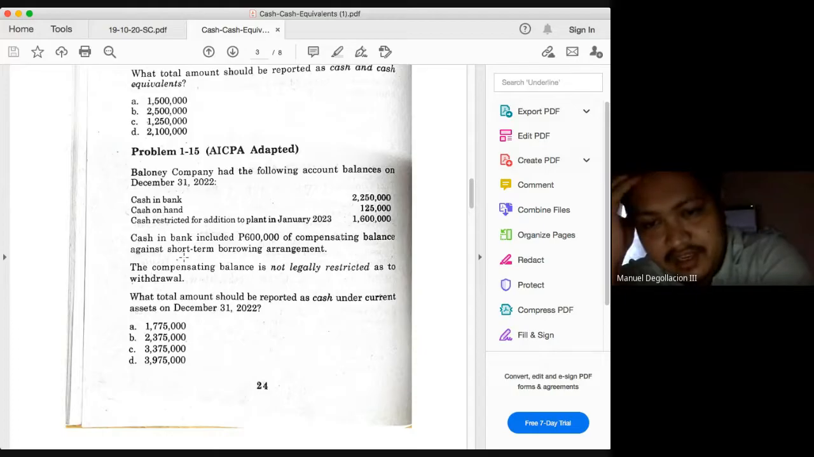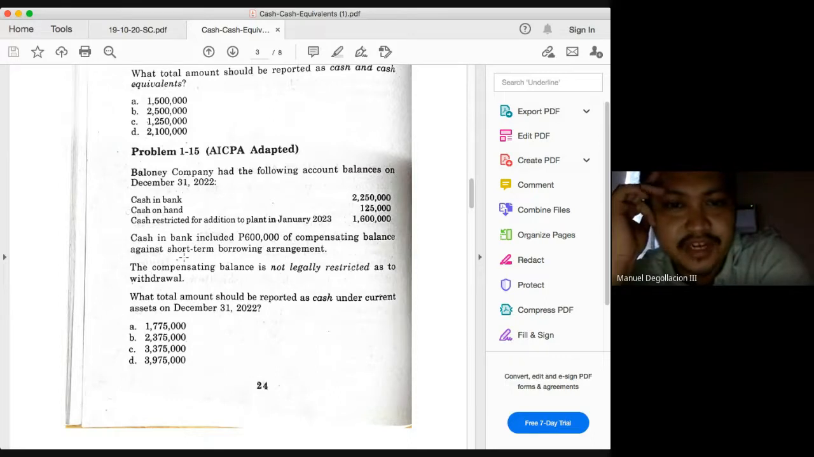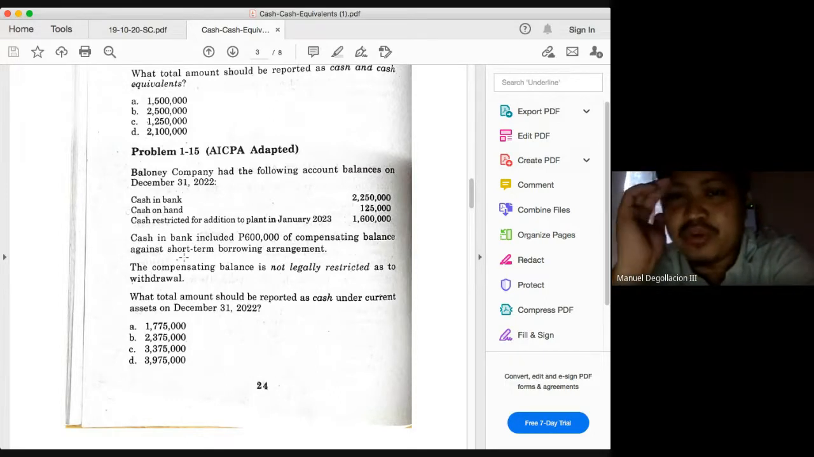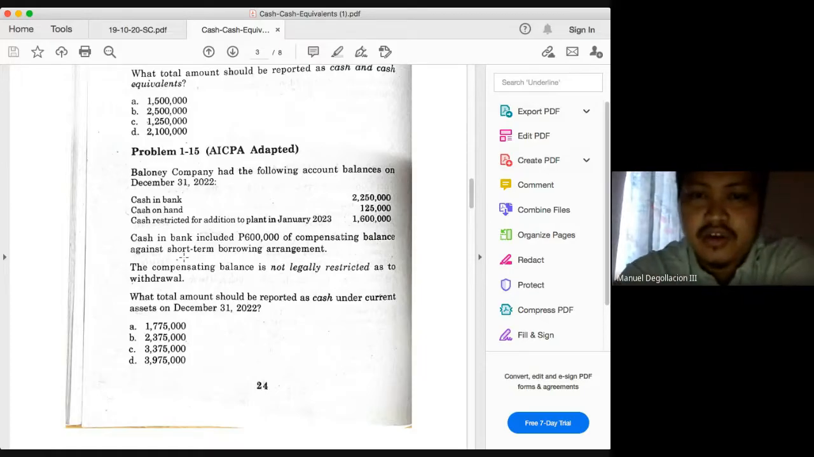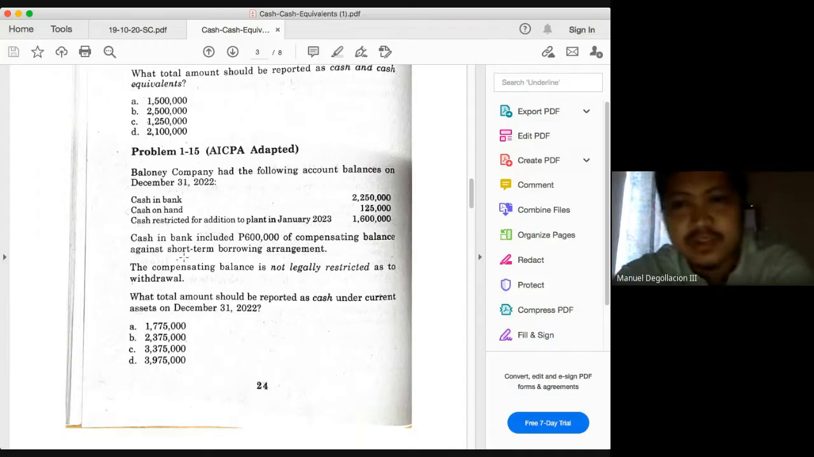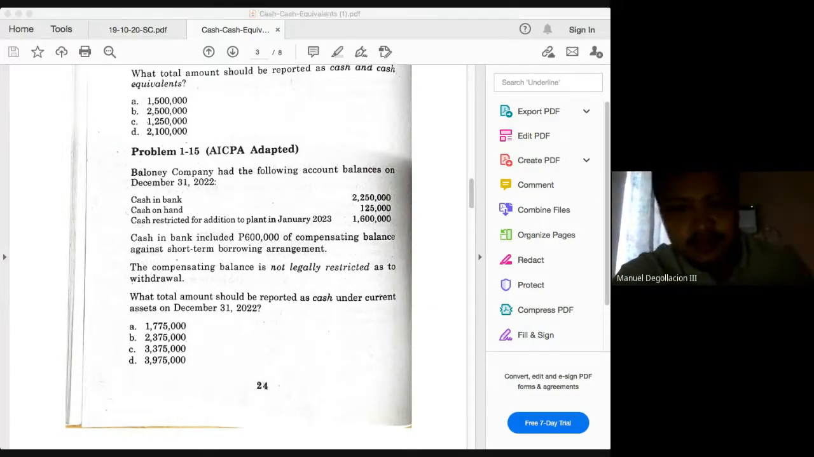Legally restricted, exclude or deduct. Not legally restricted, do nothing. Let it remain as part of your cash and cash equivalents. So what we have here is your cash in bank of 2,250,000 and your cash on hand of 125,000. And that will give us a total of 2,375,000.